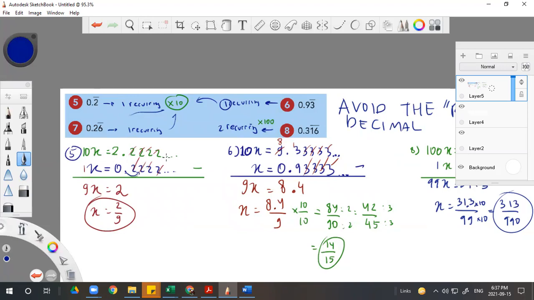So 2.22222 and so on, and you subtract. You can cross this out, because this is crossing, right? 2 minus 2 is 0, 2 minus 2 is 0. So it's only 2, and 10x minus 1x is 9x, right? So you can find the x. This will be your answer, right? Because you are finding this as a fraction, sorry. Okay.